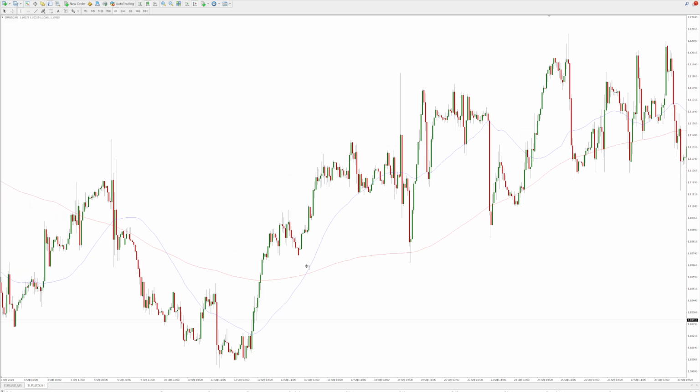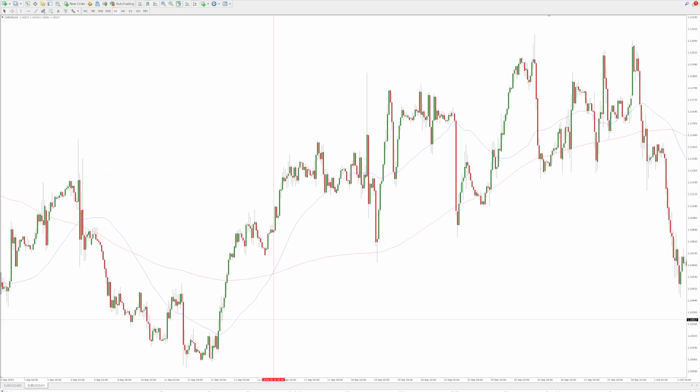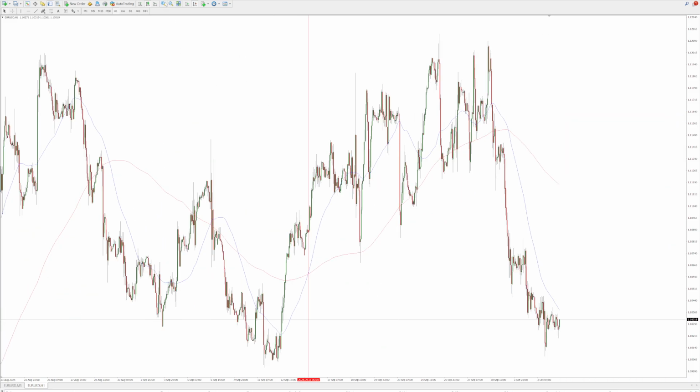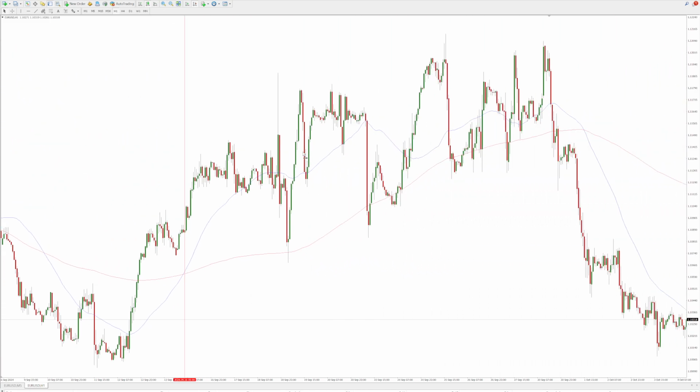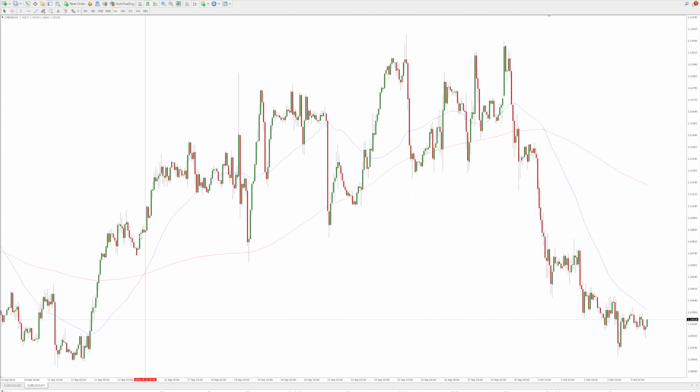So that occurred here. Okay. Now if we zoom out, it's a bit too far. If we zoom out, we can see that, okay, this is quite a choppy market and perhaps not the best example. However, you don't necessarily have to take every single golden cross, but we can work with this one.